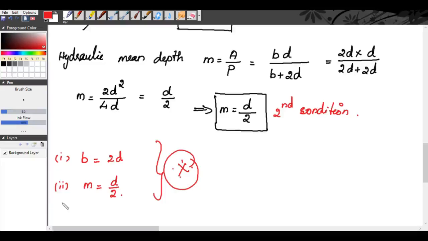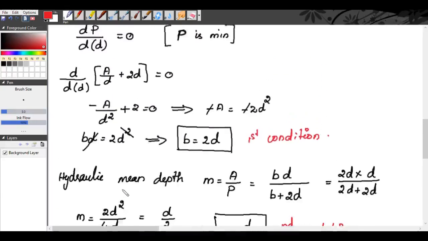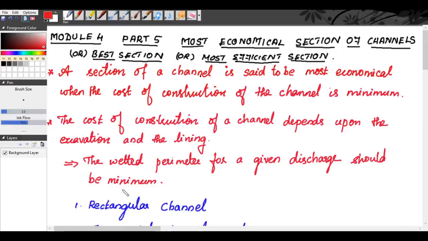Okay. So, mean depth is equal to half of the depth of flow of water. That's all. So, the most economical rectangular section is very simple. Hope you understood. We will move on to the most economical trapezoidal section.